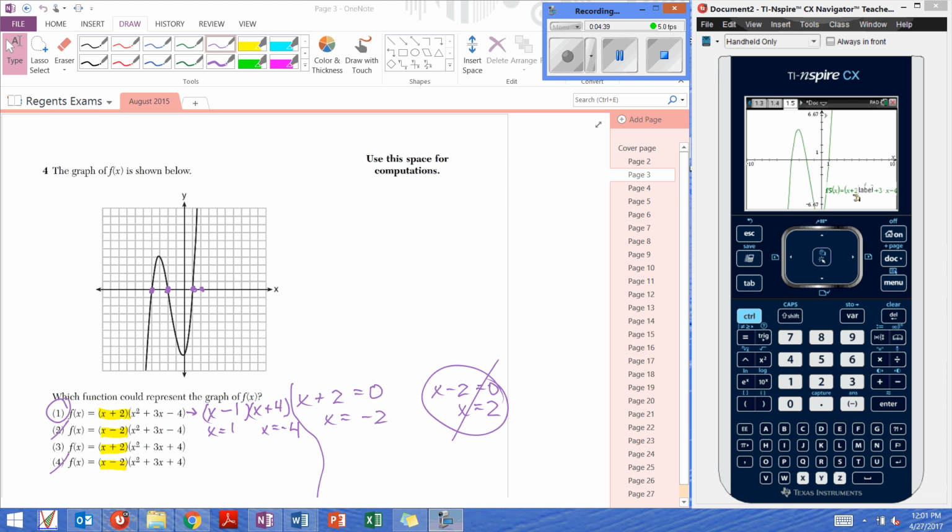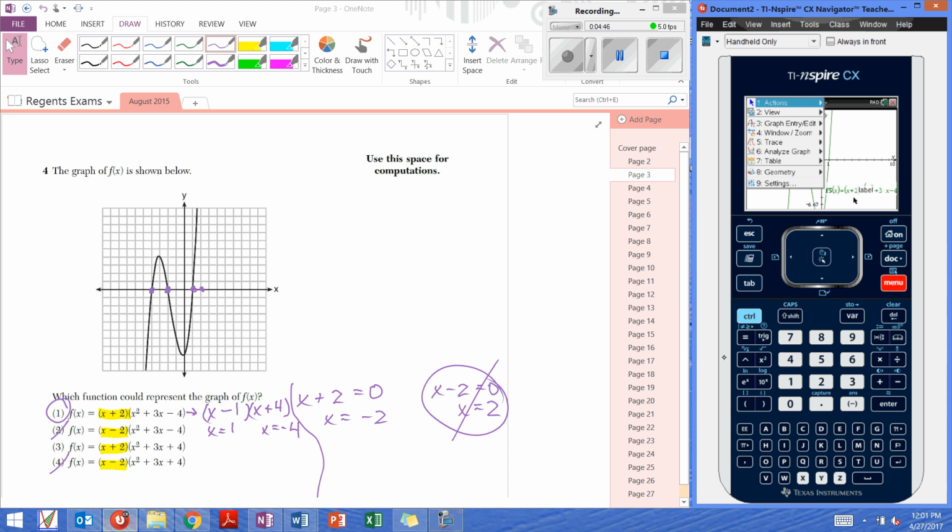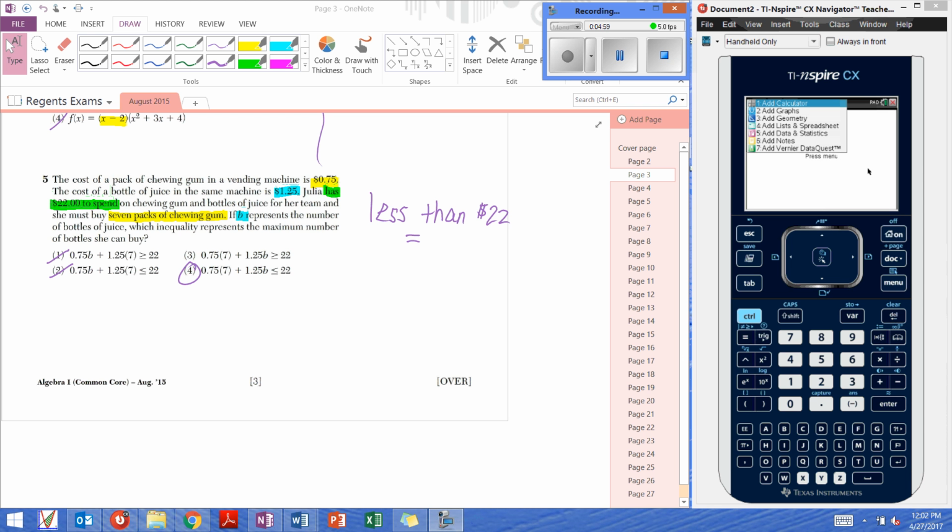And obviously, if you graph 2, 3, and 4, you will find that the roots are not the same. If you're not sure how to find the roots, you can always go into menu, analyze the graph. Another word for root is a 0, and you would have to calculate all 3 of them separately.